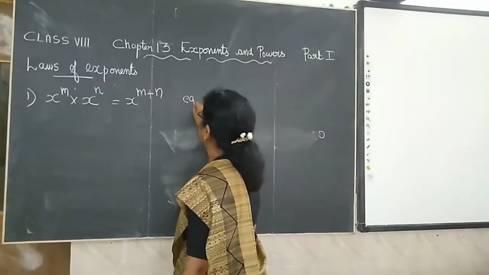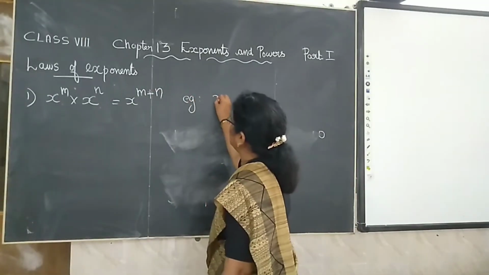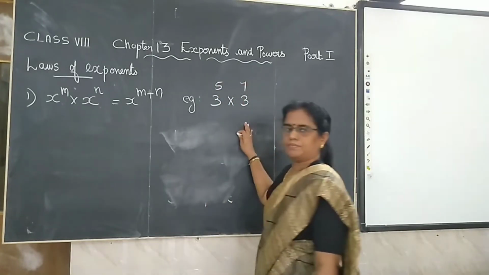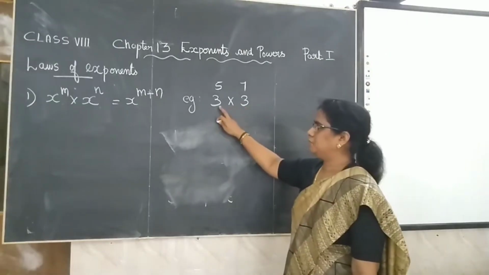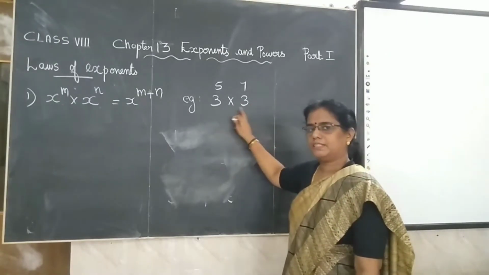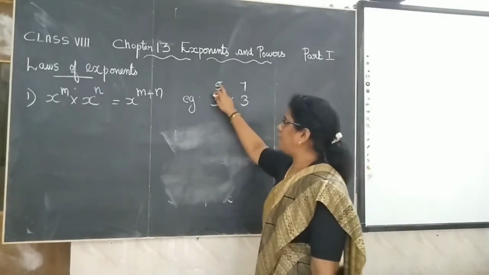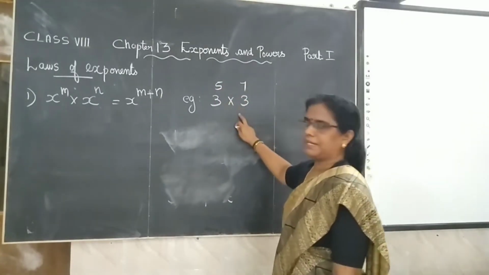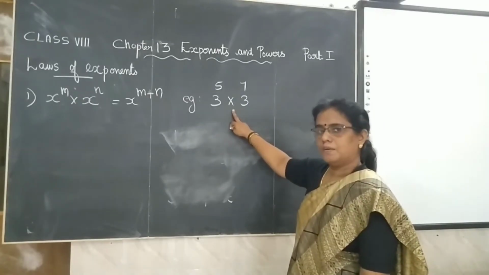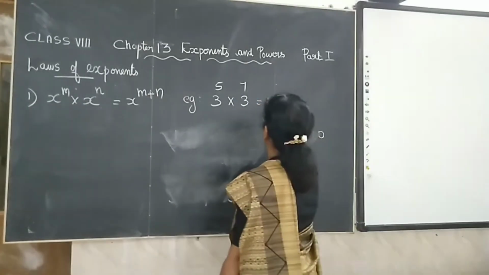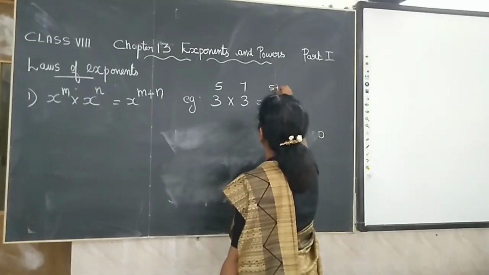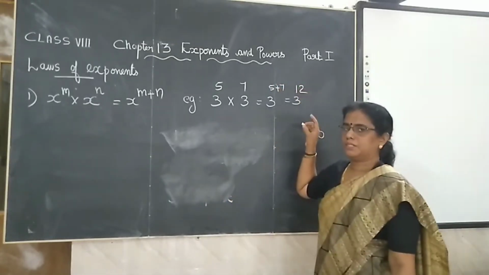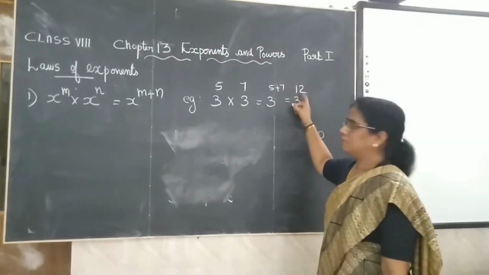One example: 3 raised to 5 multiplied by 3 raised to 7. Here the base is same, in both cases the base is 3, and the powers are 5 and 7. So for multiplication, we just add the powers. That is 3 raised to 5 plus 7, that is equal to 3 raised to 12. This is the answer.